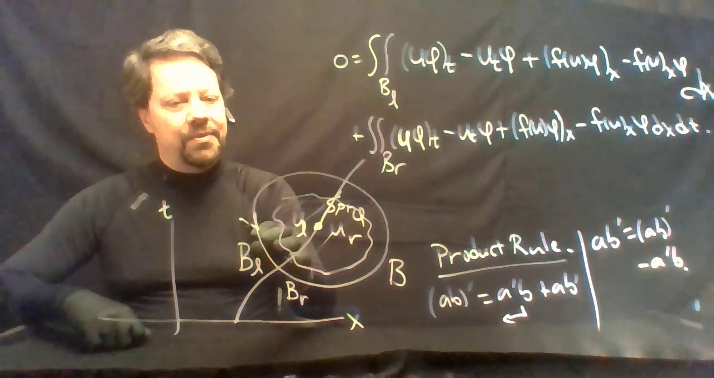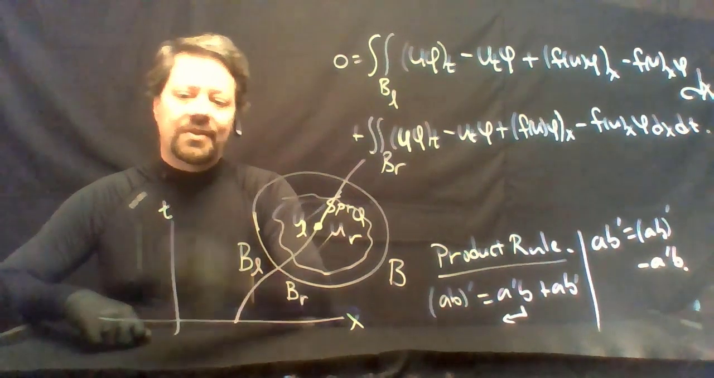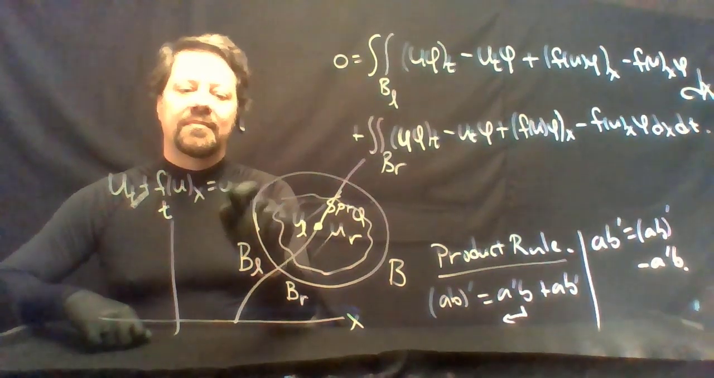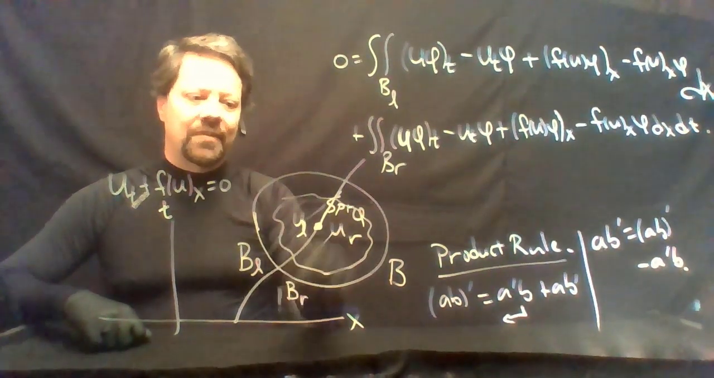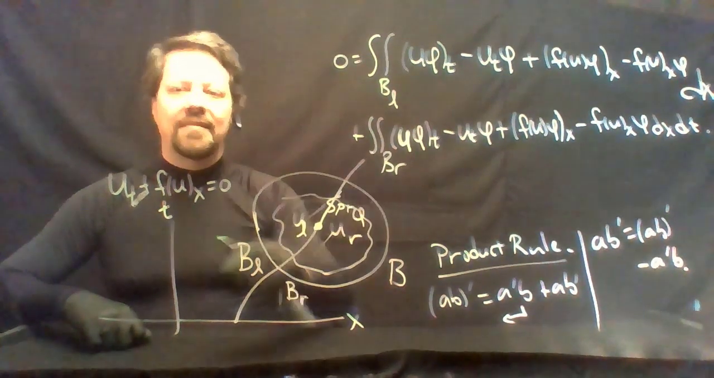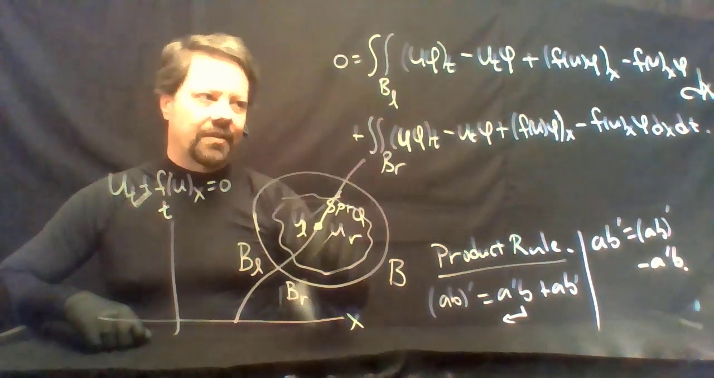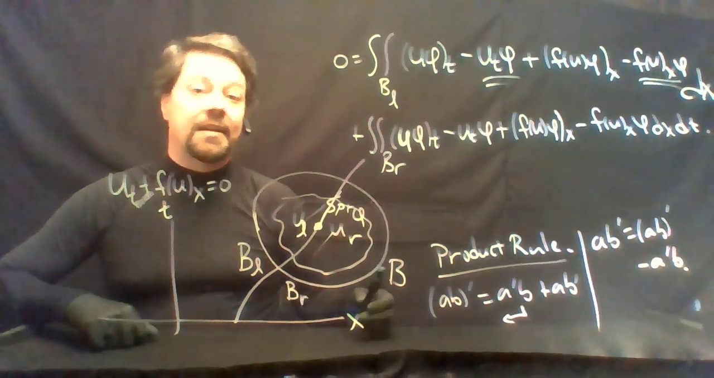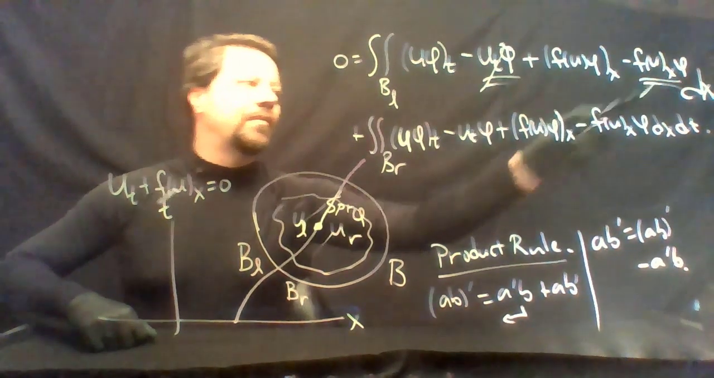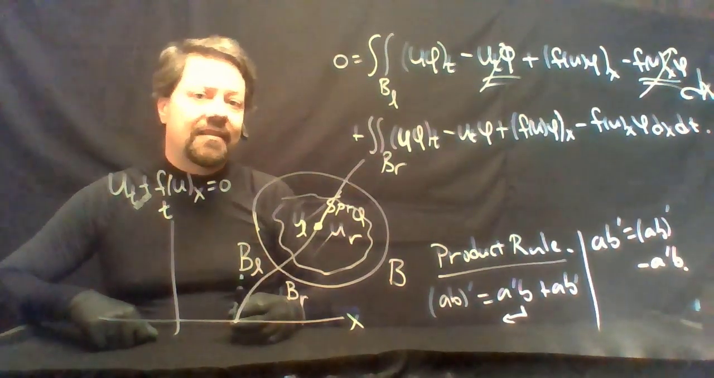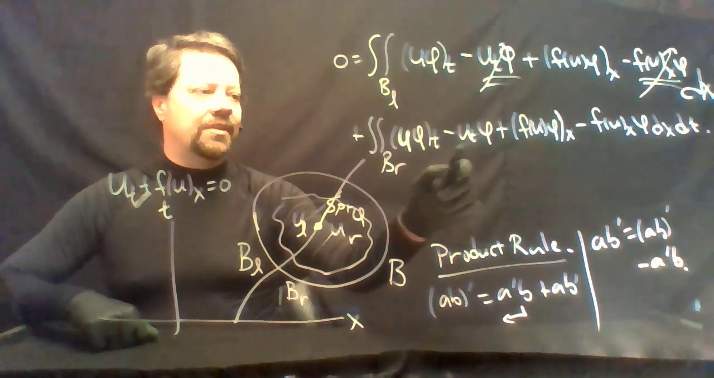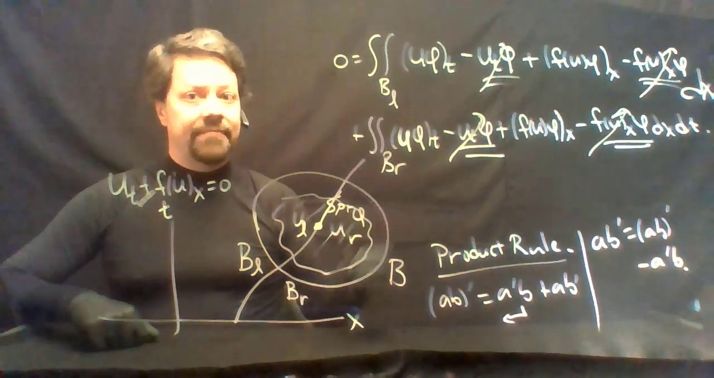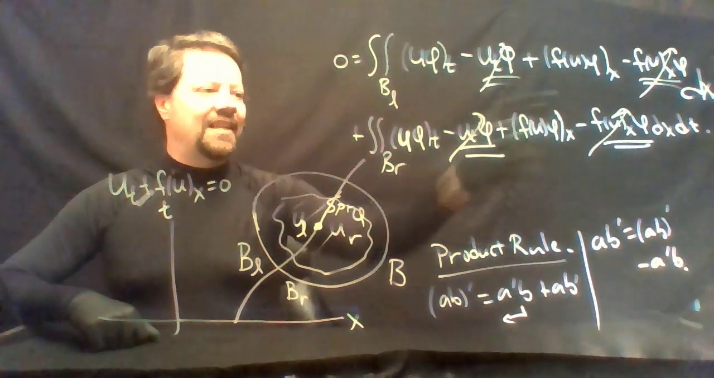On each side individually, the function u satisfies the original conservation law because it's differentiable on each side individually. The only points in question are along the shock curve. That means these two terms in the first line must add up to 0 because they satisfy the original partial differential equation, the original conservation law. The same is true for these other terms. They also add up to 0. That only leaves a couple terms here.